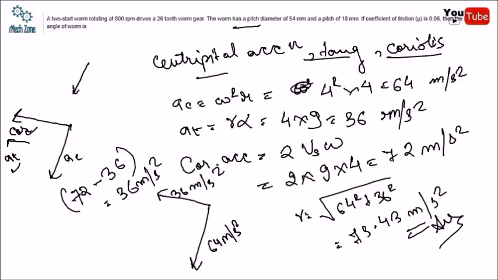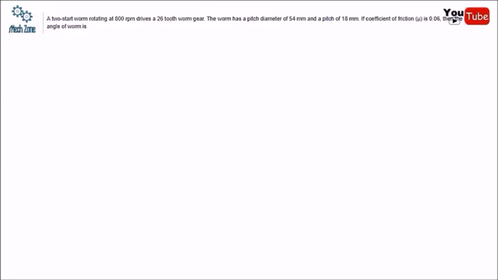This question is based on a direct formula. A two start worm rotating at 800 rpm drives a 26 tooth worm gear. The worm has a pitch diameter of 54 mm and a pitch of 18 mm. If the coefficient of friction mu is 0.06, then the angle of worm is. Here we will directly apply a formula and find the angle of the worm.